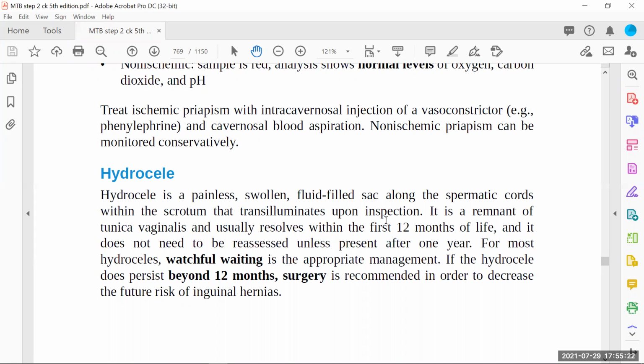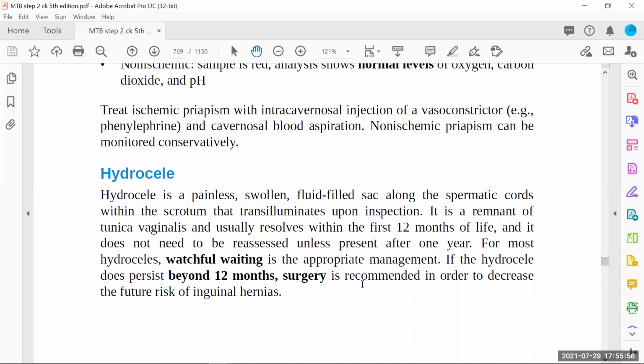Once you turn on the torch and put the torch in front of this sac, you will see transillumination. It is going to glow. Glowing of light is there, easy reflection is there. You can say it's a hydrocele because it's watery filled. It is a remnant of tunica vaginalis and usually resolves within the first 12 months of life. It does not need to be reassessed unless present after 1 year. For most hydroceles, watchful waiting is the appropriate management. If the hydrocele persists beyond 12 months, surgery is recommended.